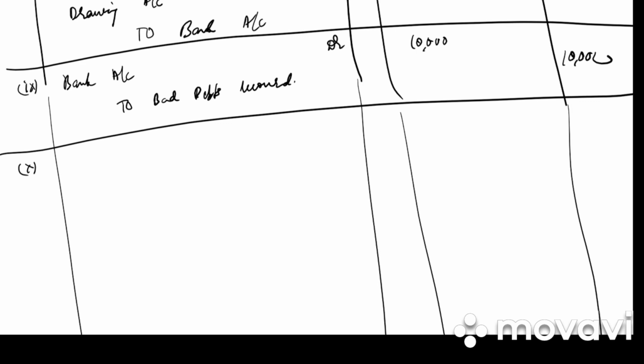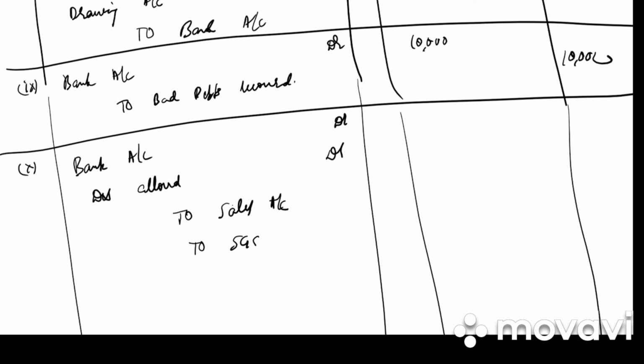Last we have sold goods for 60,000, 25% on cost, less trade discount, cash discount at 2%. So bank account debited, discount allowed account debited to sales account, to CGST account, to SGST account. So what is the total sales? We had profit. So 60,000 plus 25%. How much do we get?